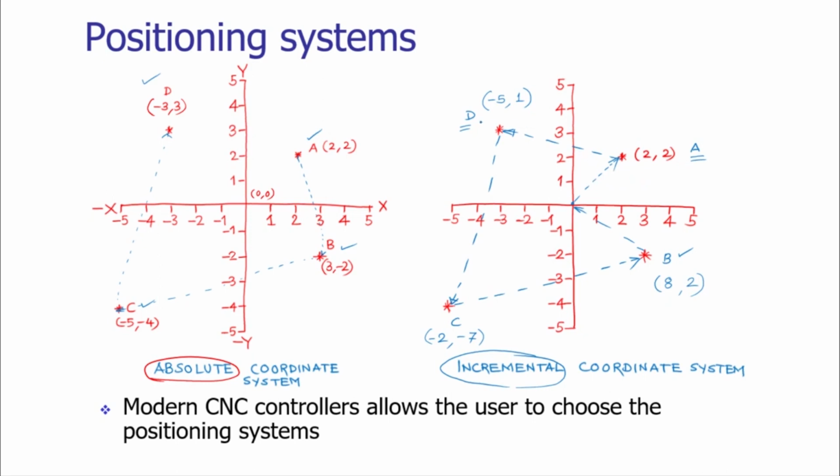From A to D, it is -5 units along the x direction and 1 unit along the y direction. From D to C, it is -2 units along the x direction and -7 units along the y direction. From C to B, it is 8 units along the x direction and 2 units along the y direction. So in this way, the incremental coordinate system is providing us the incremental way of movement in the NC operations.